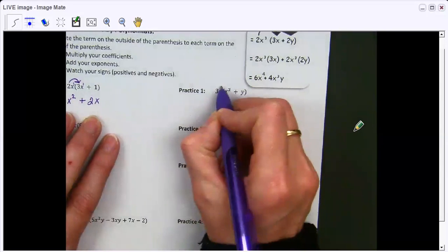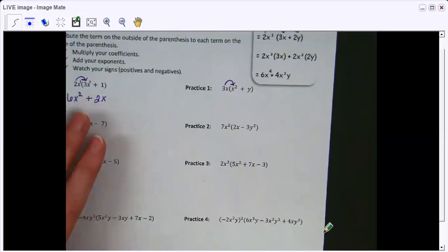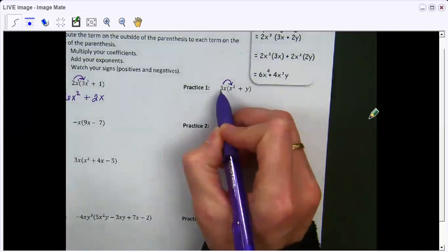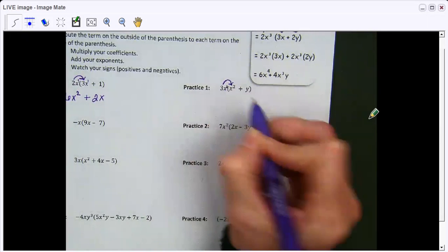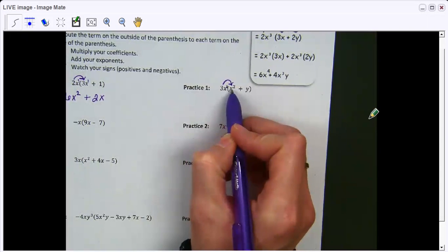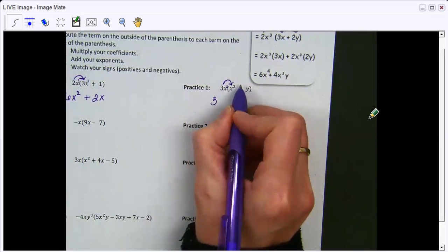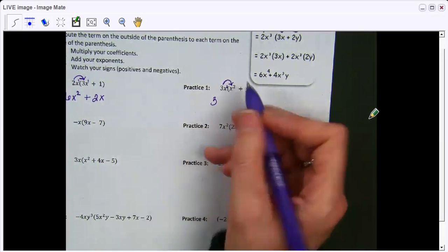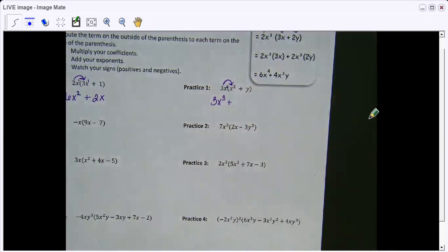Okay, now we have 3x times x squared. Hold on just one second. All right, so remember that when you distribute, you're multiplying, you're adding the exponents. So there's a 1 right here. We just don't see it. So 3 times 1, basically, because there's a 1 in front of that x, is 3. And x to the power of 1 times x to the power of 2 is what? Yep, x to the power of 3. Plus, what is 3x times y? 3xy. That's all that is.